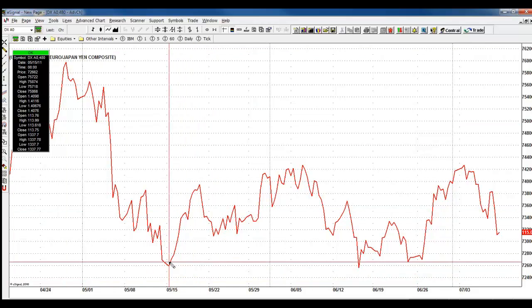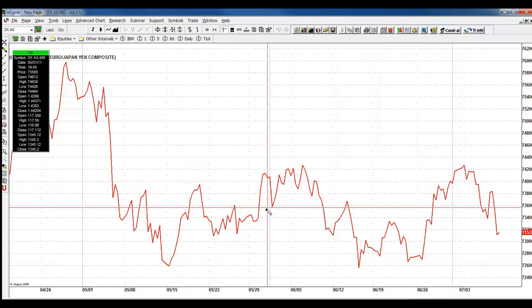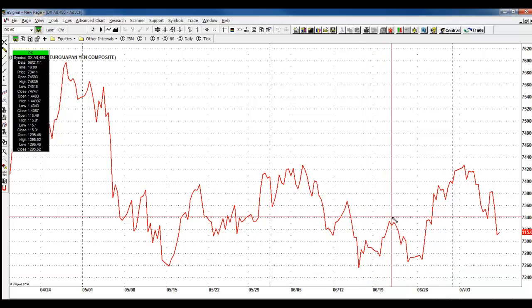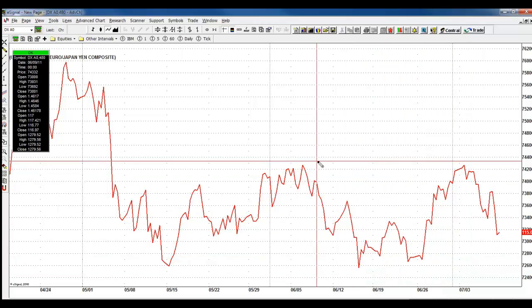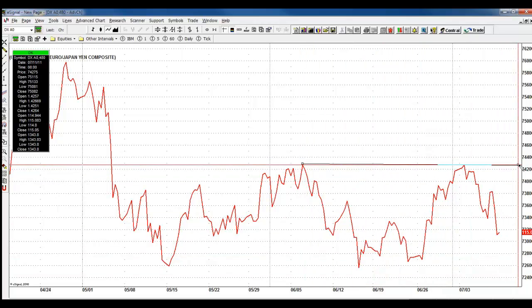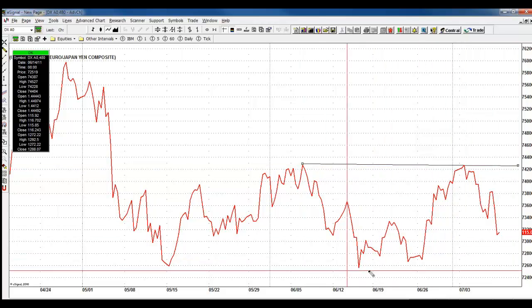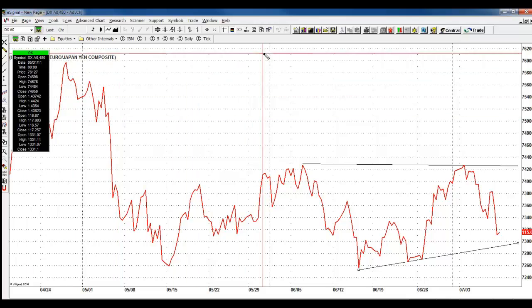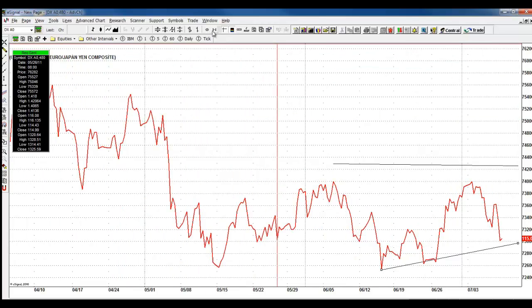Then the euro yen did ABC, ABC, ABC, and the euro yen is doing a type of triangle consolidation also in a B wave. This is a B wave on the euro yen.